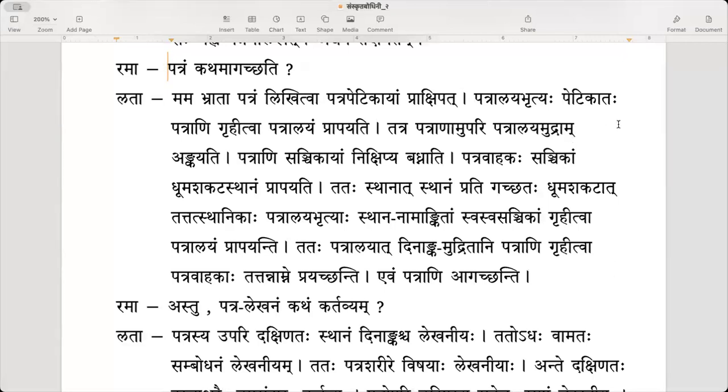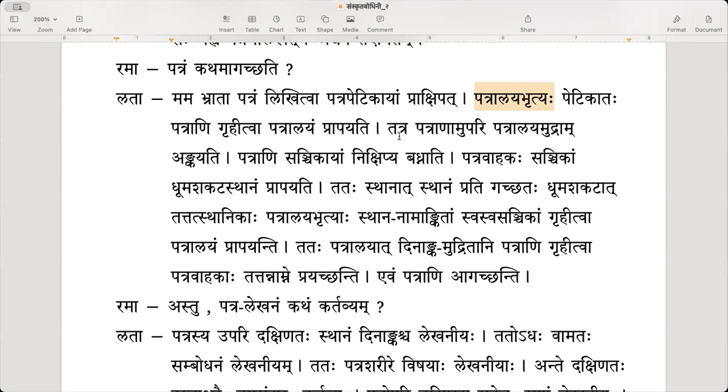Patralaya bhrityah petikatah patrani grihitva patralayam prapayati. So patralaya is post office. Bhrityaha is a servant. So the servant of the post office, the post office worker, takes the letters from the post box, having taken the letter, grihitva, he delivers it to the post office, prapayati. He makes it reach the Patralayam, the post office.